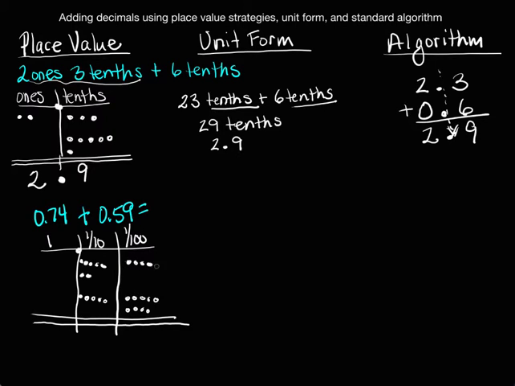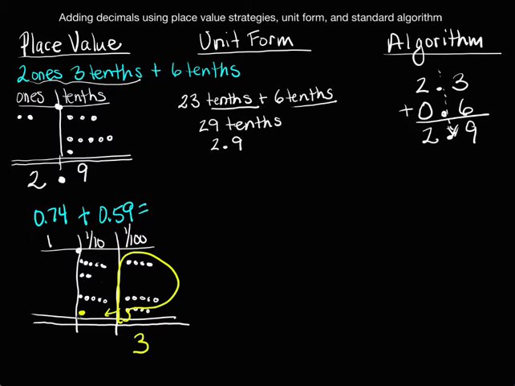So I have 4, and if I add another 6 to that 4, so let me go ahead and circle, if I have 10, I can regroup. 10 hundredths is the same thing as 1 tenth. And now I'm left with 3 hundredths.